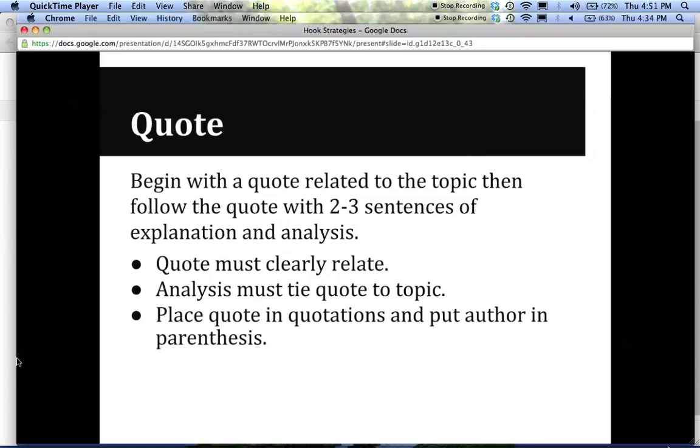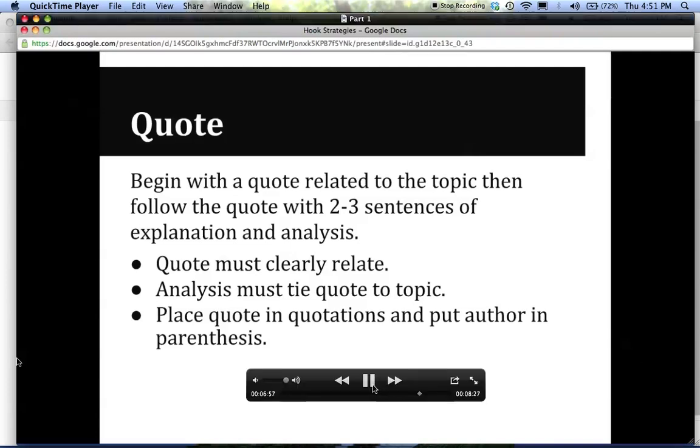And that is a complete introduction because the quote is one sentence, then you have 2 or 3 sentences of analysis and your thesis. So that's going to put you somewhere in the neighborhood of 4 to 6 sentences, which is what you want. Please make sure you put your quote in quotation marks and that you include an author in parentheses.